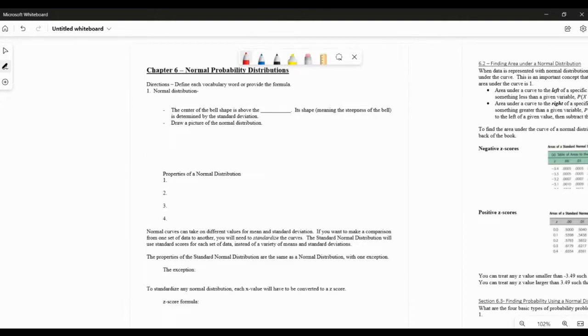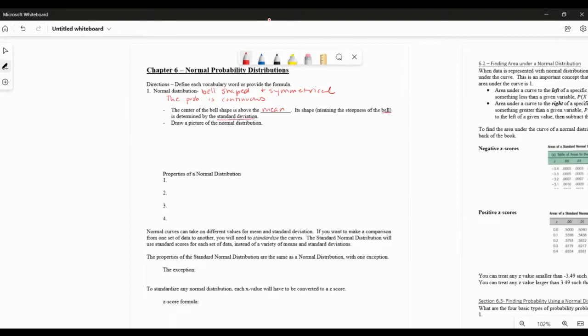All right, so we're going to talk about normal probability distributions, and we're going to go through some of this keyword and vocab. All right, so a normal distribution is bell-shaped and symmetrical. Okay, all right, the probability is continuous. All right, the center of the bell shape is above the mean. All right, its shape, meaning the steepness of the bell, is determined by standard deviation.